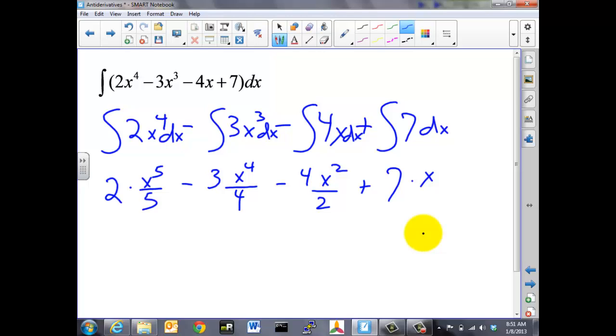In my head, I'm just covering up the coefficient, thinking that it's not there, and I'm just taking, what's the antiderivative of x to the fourth? X to the fifth over 5. Antiderivative of x cubed is x to the fourth over 4. X squared over 2. X. And now I'm going to clean it up.